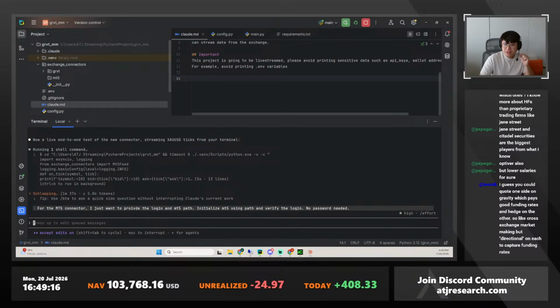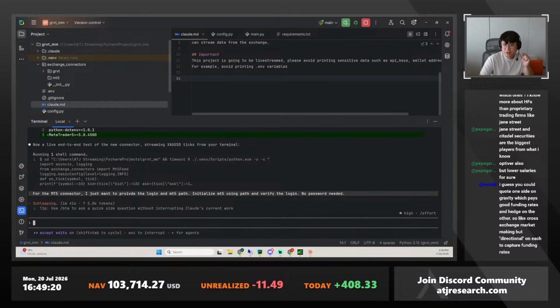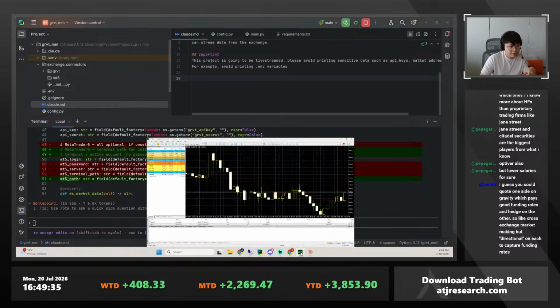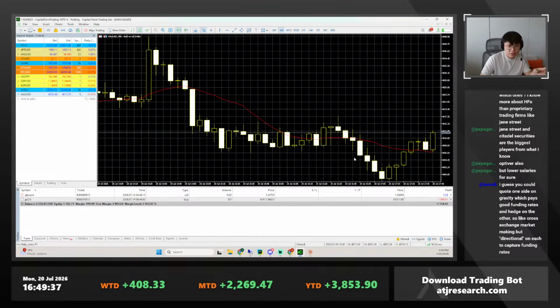I guess you could quote one side on Gravity, which pays good funding rates, and hedge on the other, so like cross-exchange market making, but directional on each to capture funding rates. Yes, that's a great proposal. This is actually exactly what we're doing on Hyperliquid right now. So we're adding liquidity only on one side when the price deviates, and then we hedge it on MT5, and in a way, that is also a funding rate arbitrage.